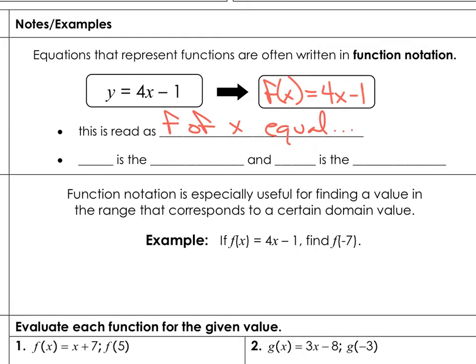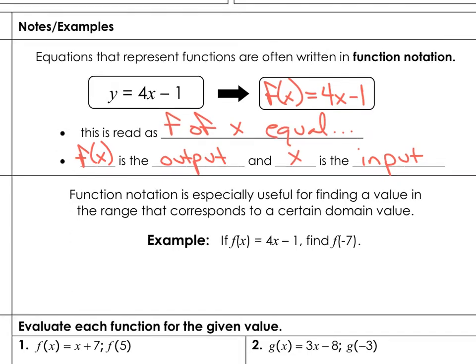So instead of saying y equals, we say f of x equals, and it's because it's a function, and it's in function notation, where f of x is your output. Okay, just the same as putting y equals. And x is what you are plugging in as your input. Otherwise, it's exactly the same as what we just got done doing.